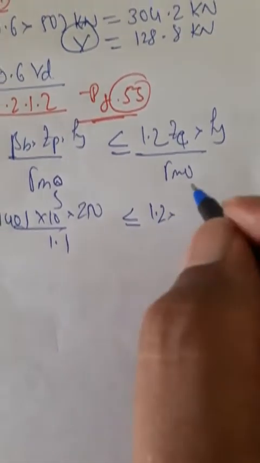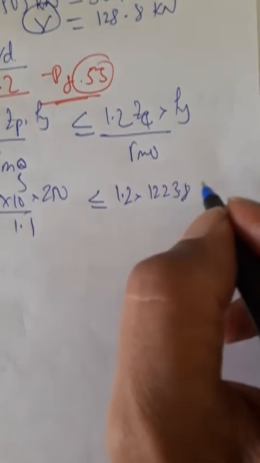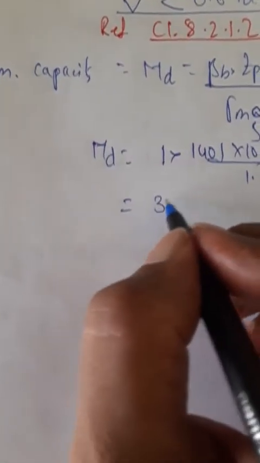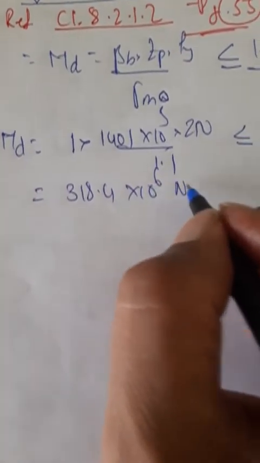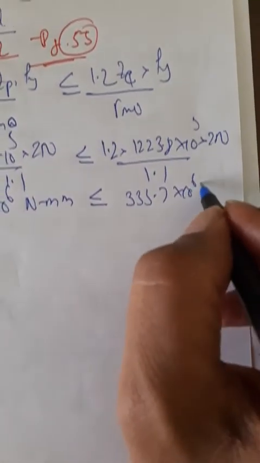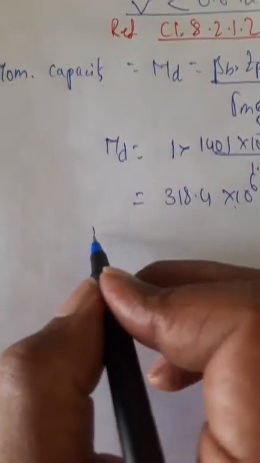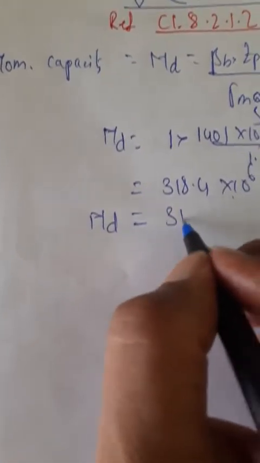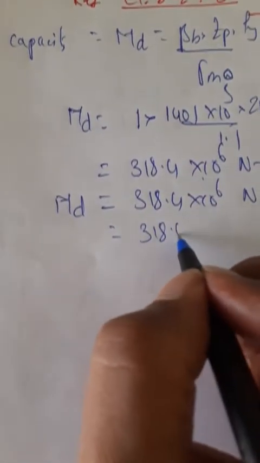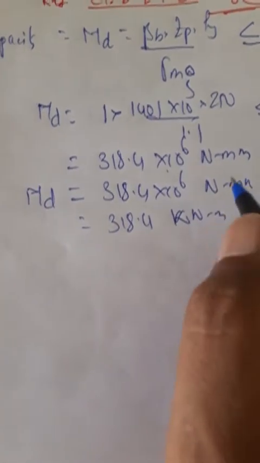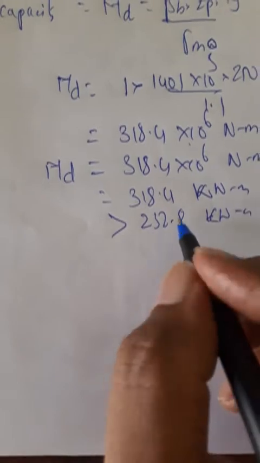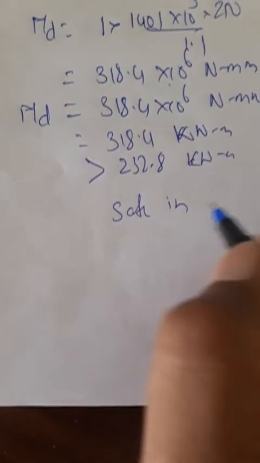This should be less than or equal to 1.2 into Ze. Ze is 1223.8 into 10 raised to 3 mm cube, fy 250 divided by gamma m naught 1.1. So I get the value 318.4 into 10 raised to 6 Newton mm, and this is less than or equal to 333.7 into 10 raised to 6 Newton mm. So this satisfies this condition. Hence moment carrying capacity Md is 318.4 into 10 raised to 6 Newton mm, or I can say 318.4 kilonewton meters, and this is greater than moment. So moment on this section is 232.8 kilonewton meters. Hence safe in moment.